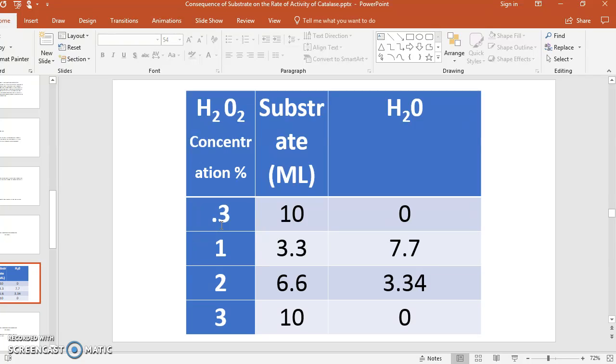0.2% gives a substrate of 10 millimeters, and then 0 oxygen. 1%, 2.3 substrate millimeters, and then 7 point oxygen. 2%, and then 6.6, and then oxygen 2.34, and then 3%, and then substrate 10%, and then oxygen 0%.